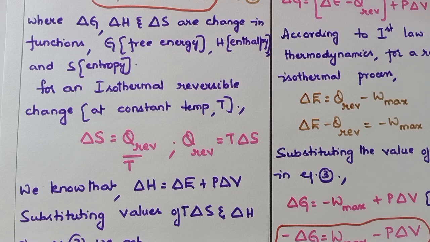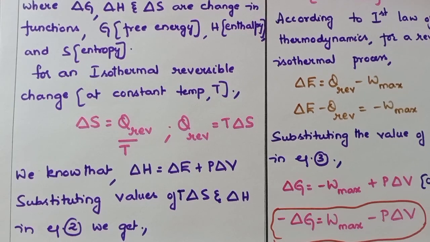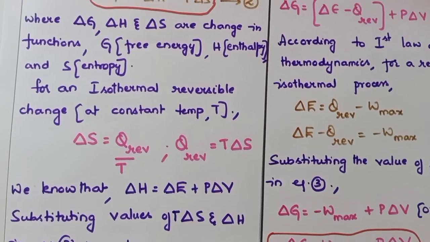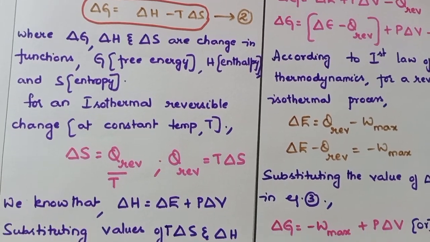Delta H is equal to delta E plus P delta V. Now we have the values of T delta S and delta H. So these values can be substituted in equation 2. What is equation 2? Delta G is equal to delta H minus T delta S. See, here is equation 2.